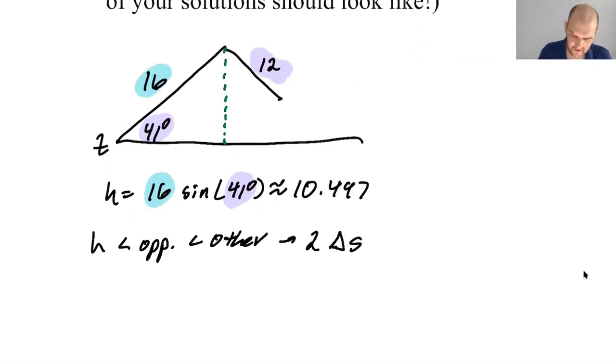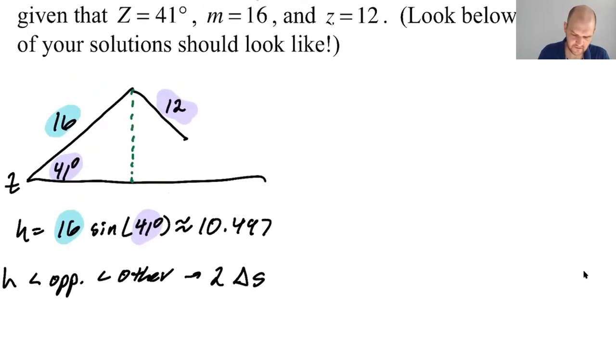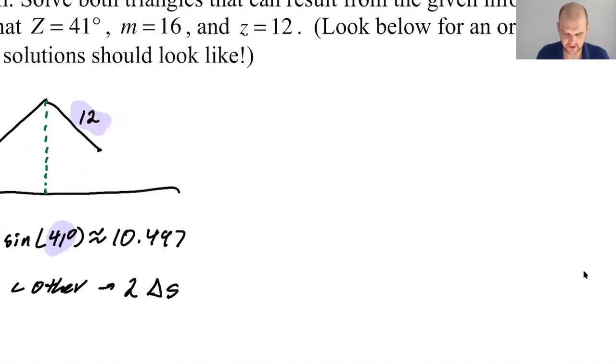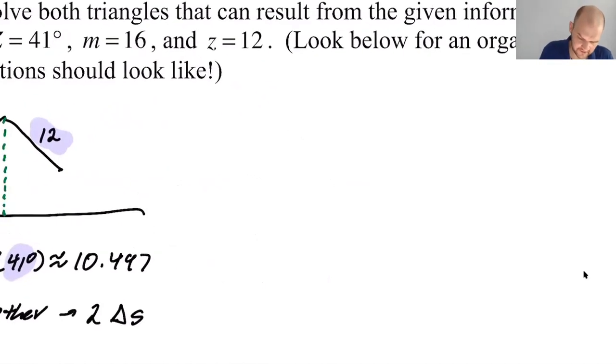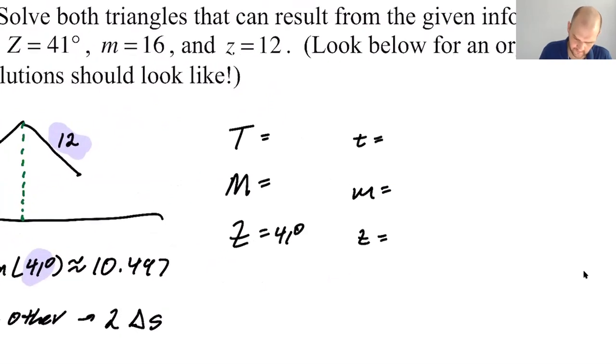So let's see if we can solve them. The first thing we're going to do is, I know there are two triangles, so usually what I do is set up the information. I can do this down below too, but I'm going to say TMZ with TMZ, a lot of equal signs. We can fill in what we definitely know: Z is 41, this side is 12, and M is 16.